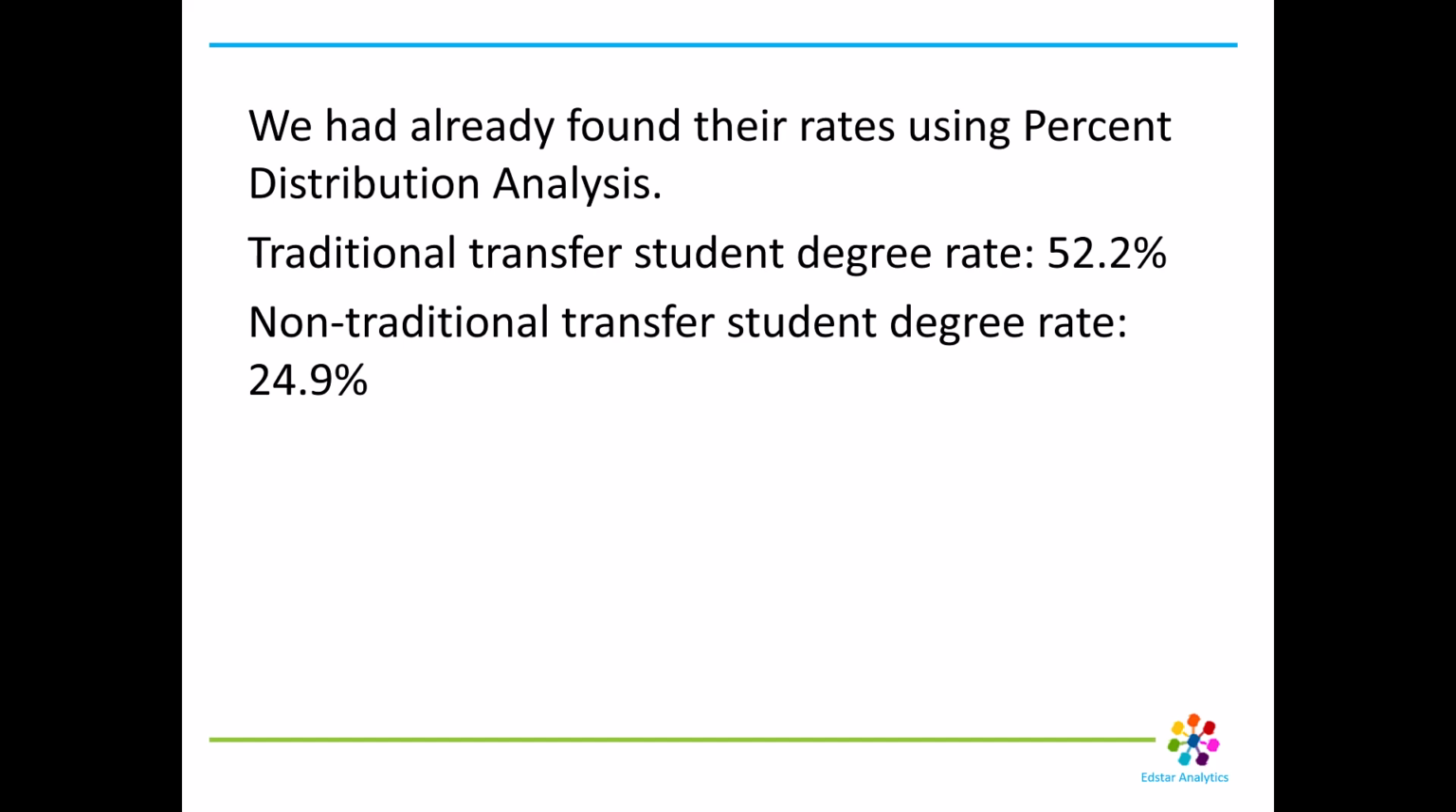We had already found the rates using the percent distribution analysis with the same setup, with the same variables and same filters, and the traditional transfer student degree rate was 52.2%, and the non-traditional transfer student degree rate was 24.9%.